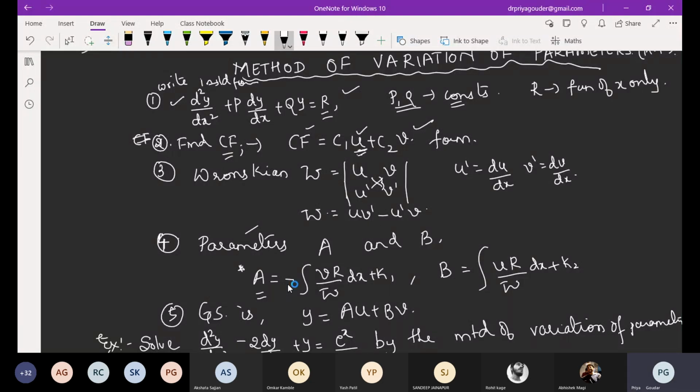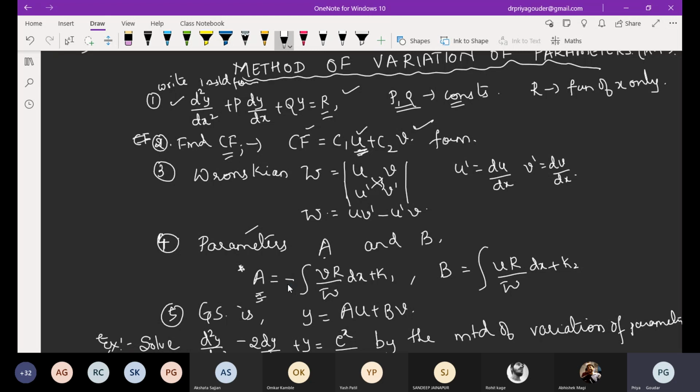First function is U. First parameter is A, but A depends on V, the second function. Are you getting it? Don't interchange them. Don't interchange the parameter naming and all, otherwise you will lose marks.